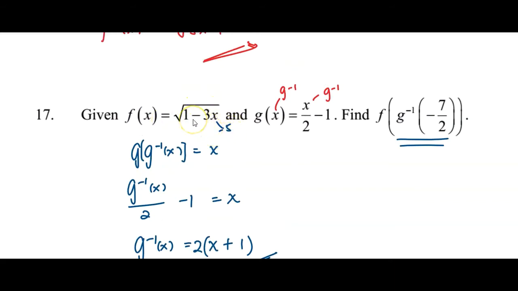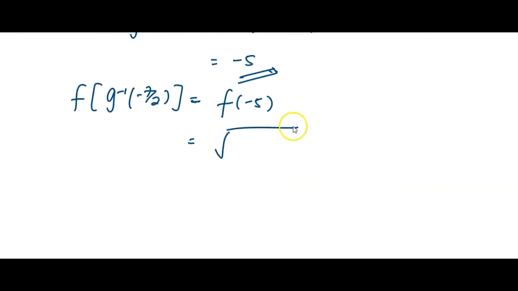So I got my square root of 1 minus 3 multiplied by negative 5. And now we simplify it. We have 1 plus 15, that will be 16. Square root of 16 will be equals to 4.